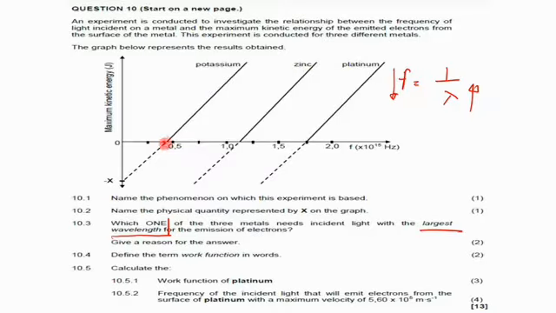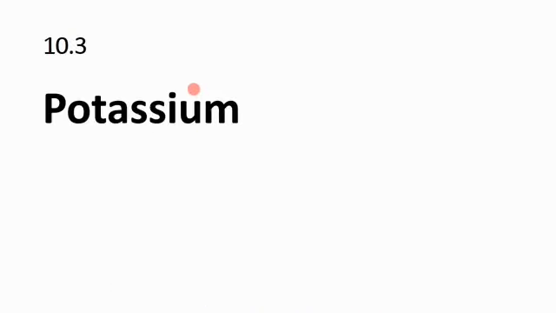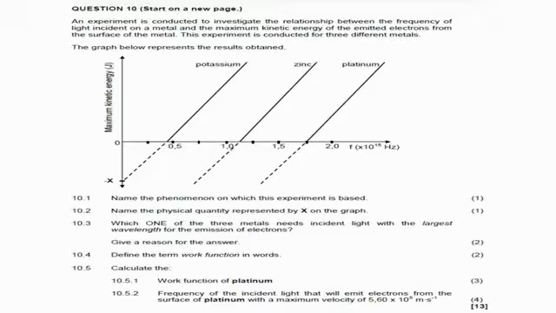Remember I said the x-intercepts here are representing our threshold frequencies. So it goes without saying that potassium here is the one with the lowest threshold frequency and therefore will require light with the largest wavelength. So the answer to that one is potassium.